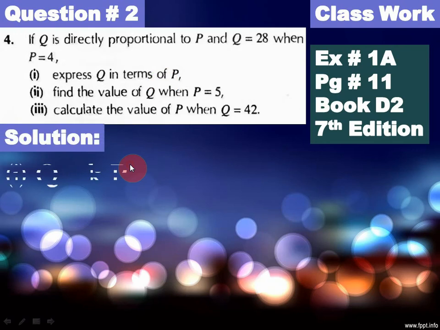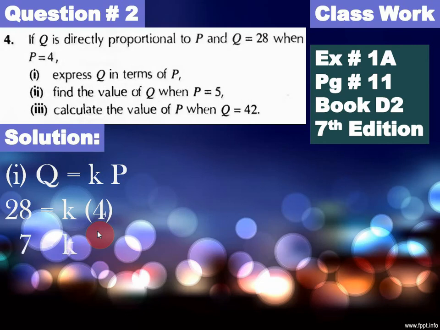Now the solution for this question is, first we have to write the equation q is equal to k times p. The first variable is q, so we write q. The second variable is p, so we write p with the proportionality constant k. Now putting the values in the equation, which are 28 and 4, we get k is equal to 7, so we write the equation as q is equal to 7 times p.